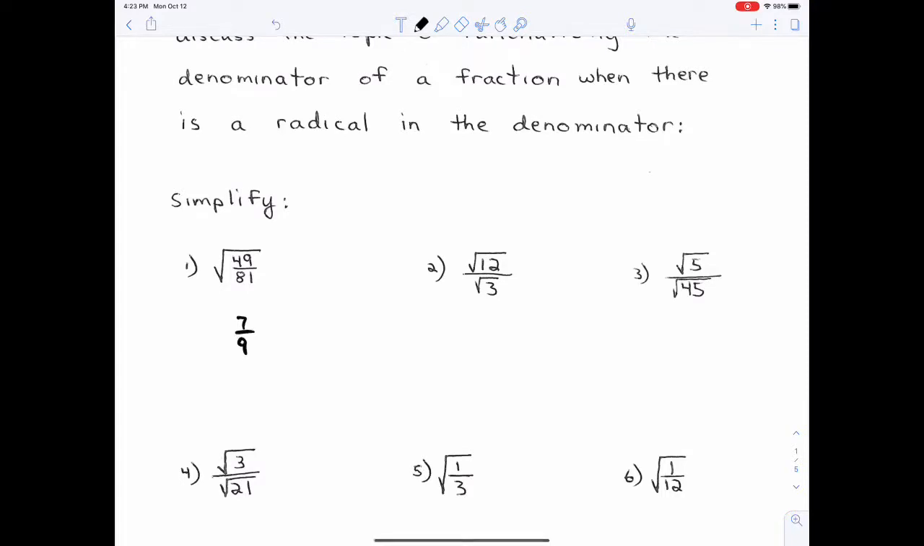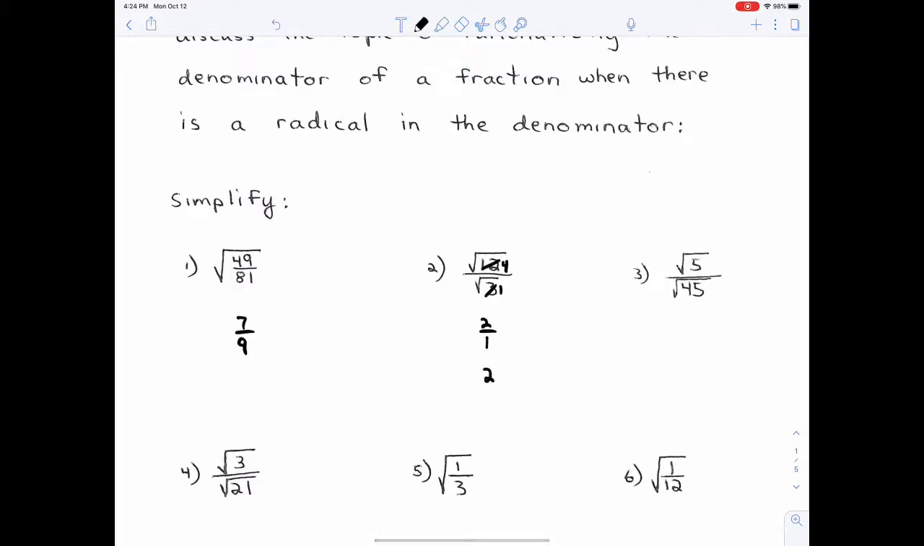Okay, that's fine. Can I take the square root of 12 and the square root of 3? Well, not really, but I can cancel at least. Remember, you can't cancel the radicals. You can only cancel the numbers under the radicals. But 3 goes into 12 4 times. So you have the square root of 4 over the square root of 1. Square root of 4 is 2, and the square root of 1 is 1. So that simplifies into 2.